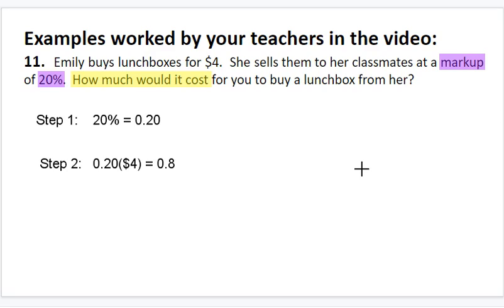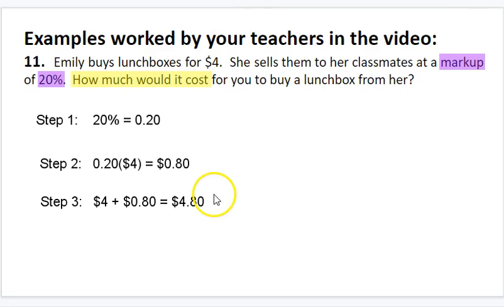Now, just like earlier, this doesn't look right. We're talking about money, so the first thing I'm going to do is add a dollar sign. And then I'm going to add a 0 to make it look like 80 cents, because 0.8 doesn't really look like money. All right. Step 3 is to add that back to the original amount. So they originally cost $4. I marked them up by 80 cents. So my final cost is going to be $4.80.